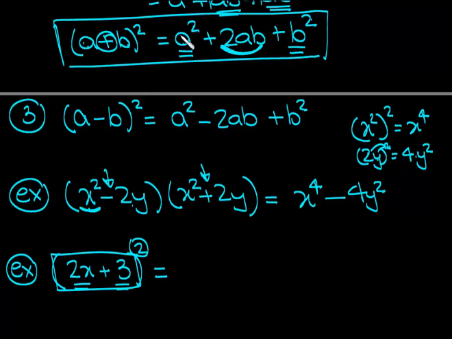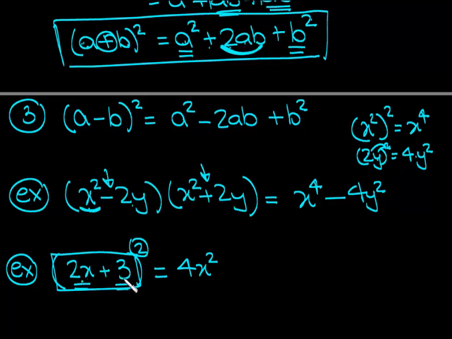Okay, what do I do? I square the first number, a. I take the square of the first thing, a. Here, a is 2x, so I square 2x. What is 2x times 2x? It is 4x squared. Then I have plus 2 times the first and the second number.